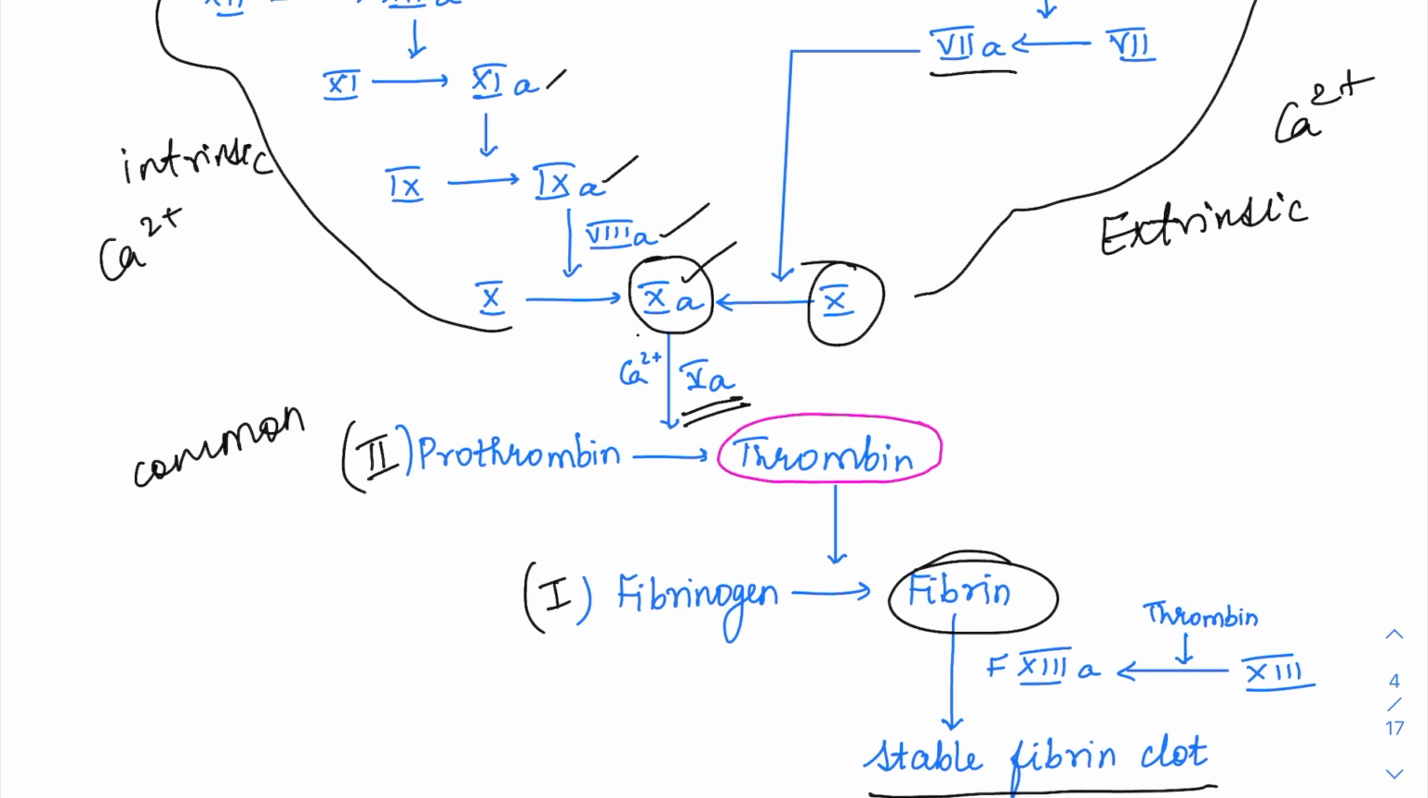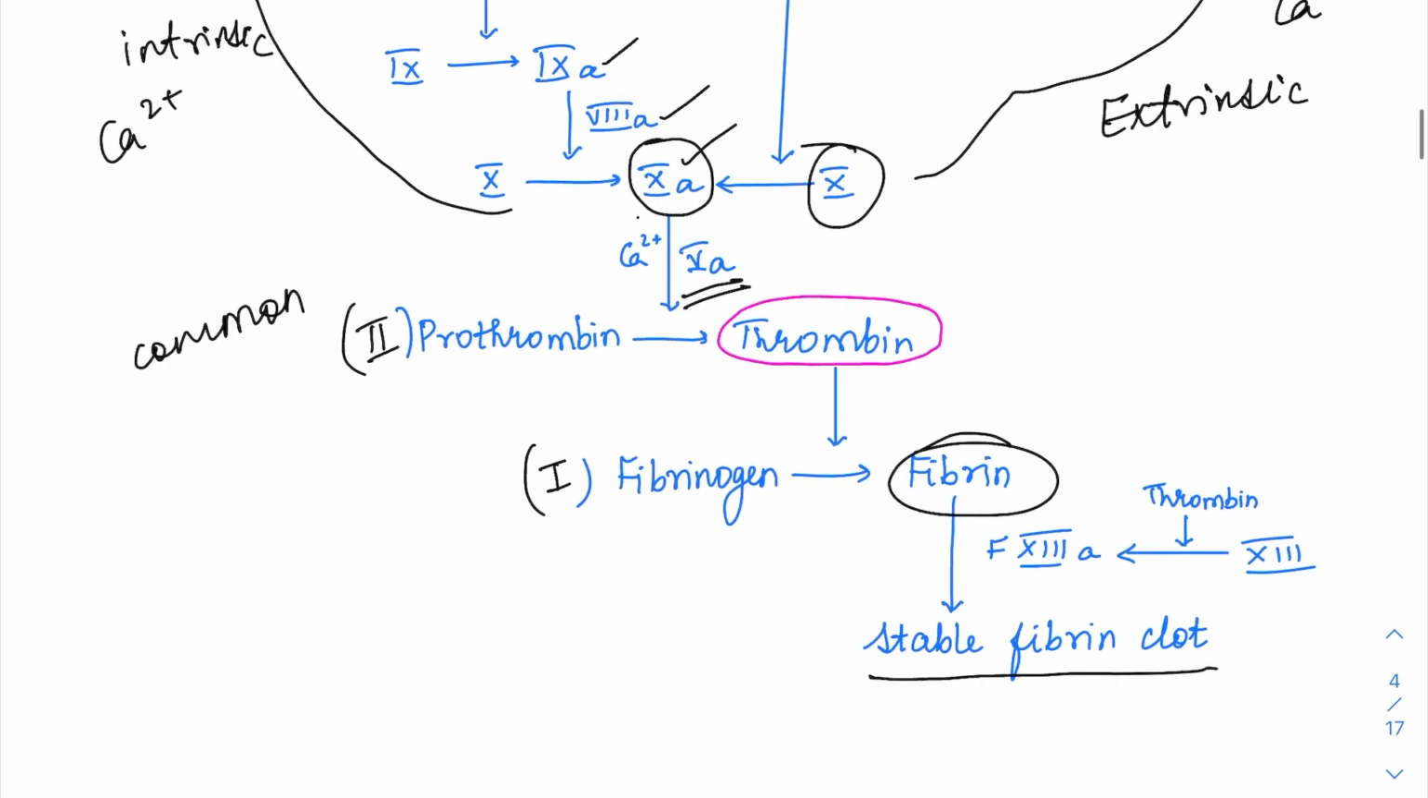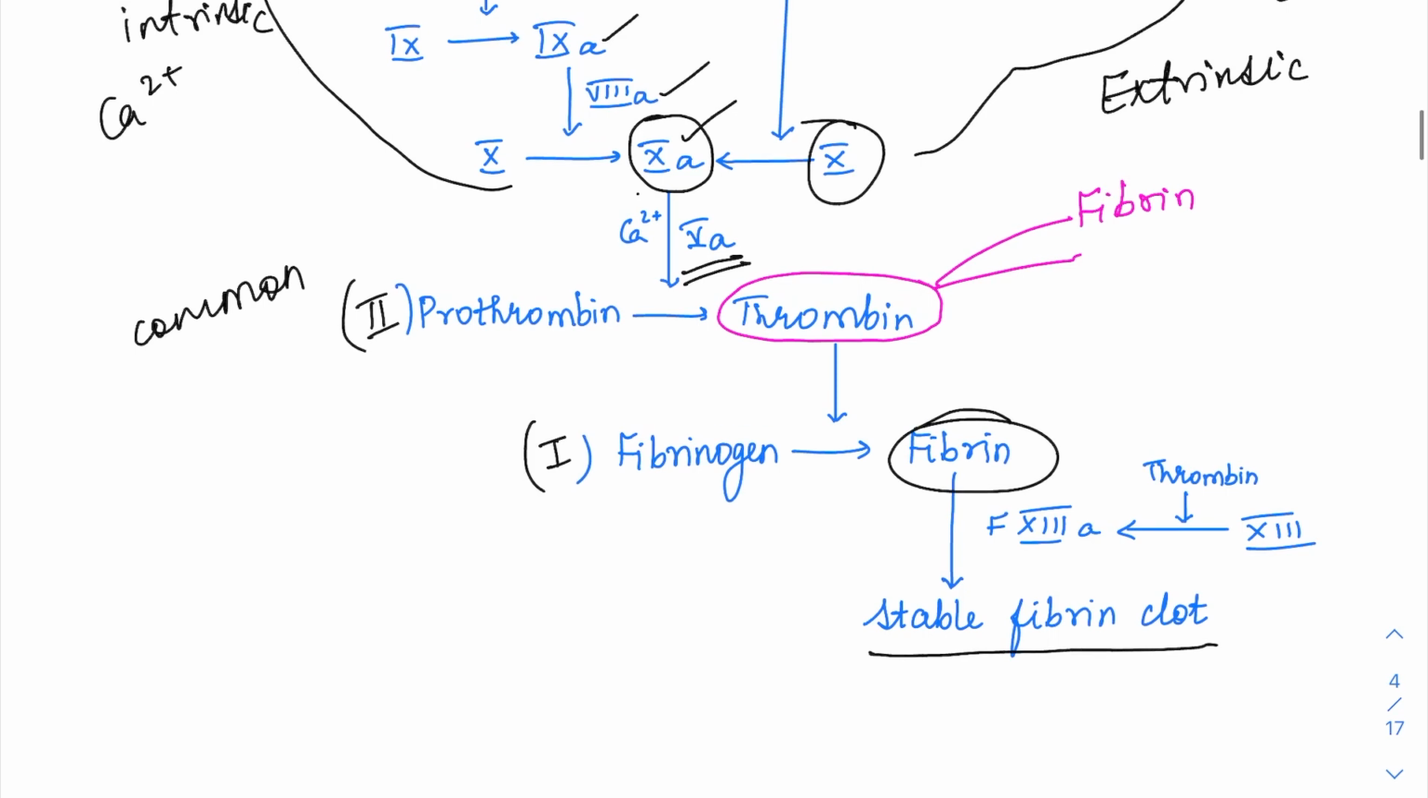So what is the action of this thrombin? Firstly, it is going to convert fibrinogen to fibrin, so it is there for the fibrin formation. Secondly, it is going to activate factor 13. So factor 13 is going to be activated into factor 13A, and that is causing the cross-linking of the fibrin. So that is the second action.